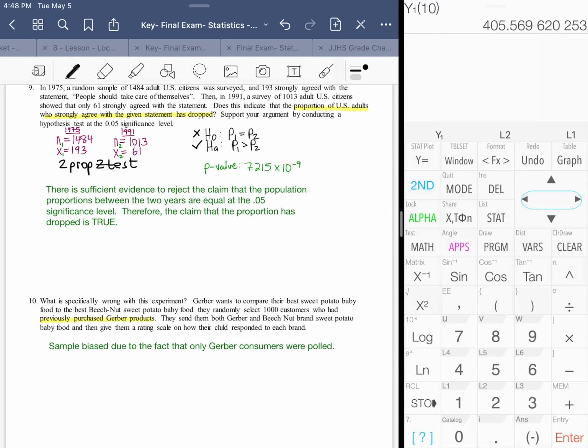How do we know that their former customers even have a basis of comparison? So they send them both Gerber and Beech-Nut brand sweet potato baby food and give them a rating scale on how their child responded to each brand. I was thinking of it this way: if I gave my kid, at 6 months, 8 months, something they're completely unfamiliar with in place of something they actually like or are familiar with, the first thing that's going to happen is that's coming right back out, right?